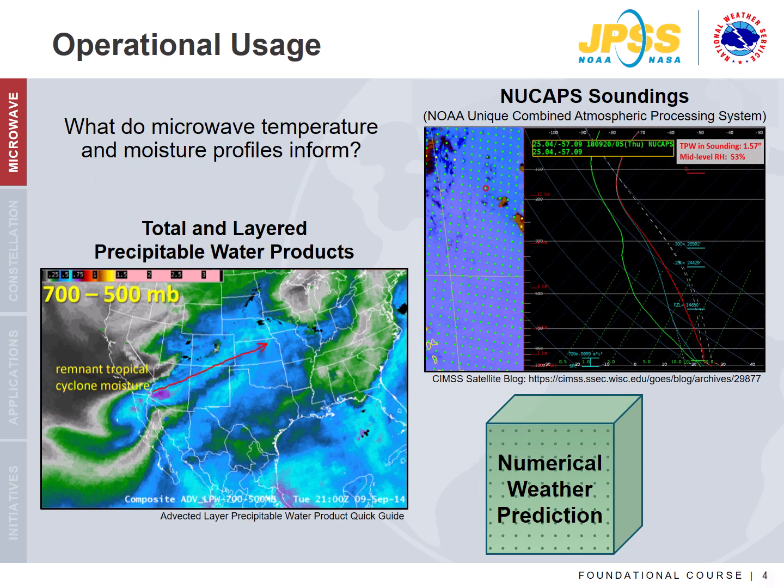Microwave temperature and moisture profiles are used operationally with NUCAPS soundings and total and layered precipitable water products, and indirectly used with incorporation into numerical weather prediction models. More information will be presented on NUCAPS and NWP in later modules.